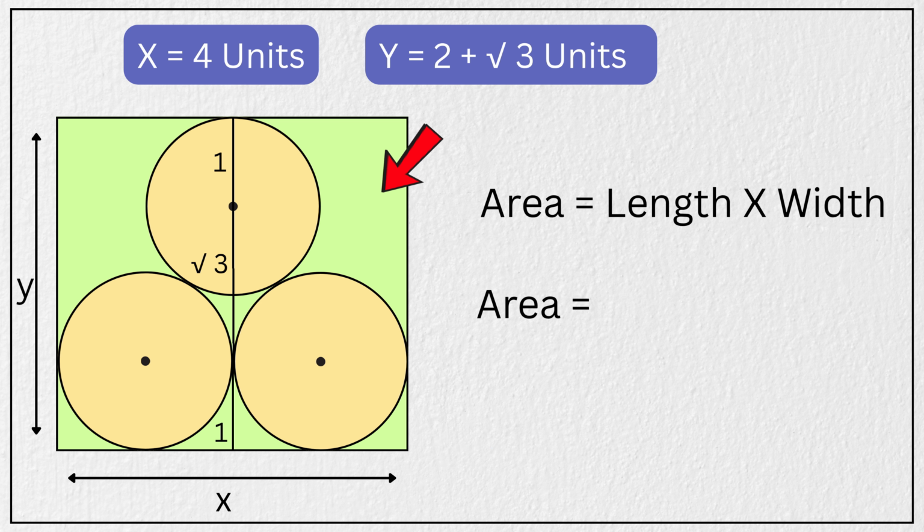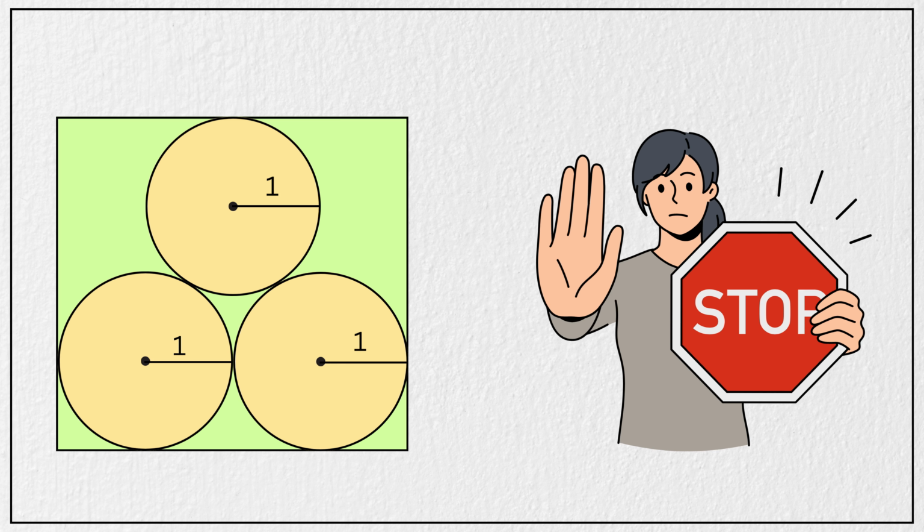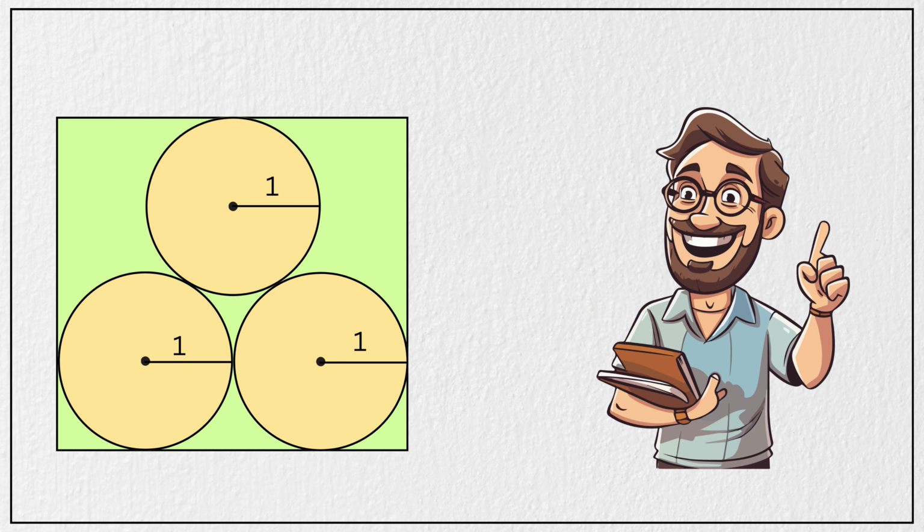Area of rectangle equals 4 times the quantity 2 plus the square root of 3. And that is our final answer. Pretty satisfying, right? But wait, before you go, I have one more bonus challenge just for you.